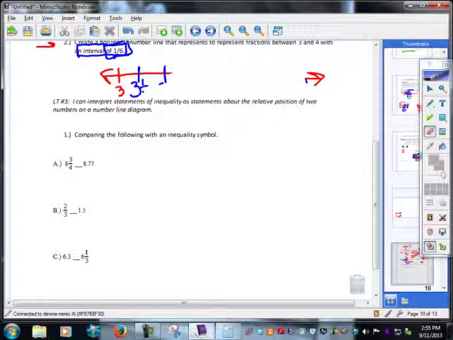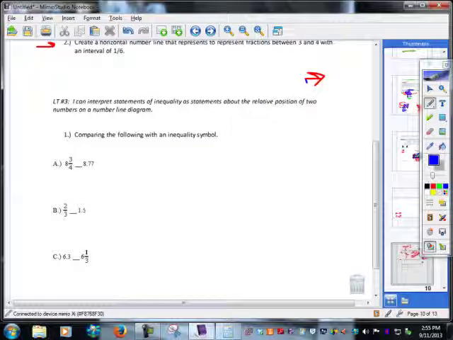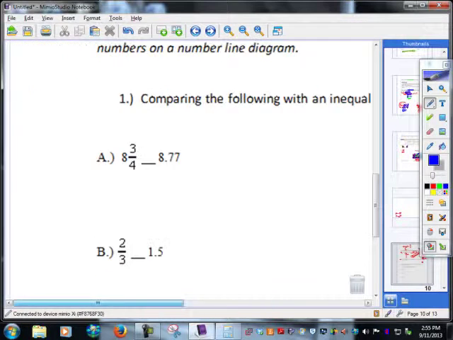Okay? About the relative positions of 2 numbers on a number line diagram. In other words, you're comparing numbers. So let's compare these. Now I said, if you're ever going to compare fractions and decimals, you either got to turn them to fractions or you got to turn them to decimals. Now I'm going to tell you it's a lot easier to turn this to decimals. I can zoom in here a little bit so we can see that better.